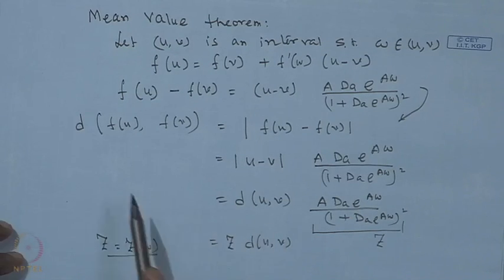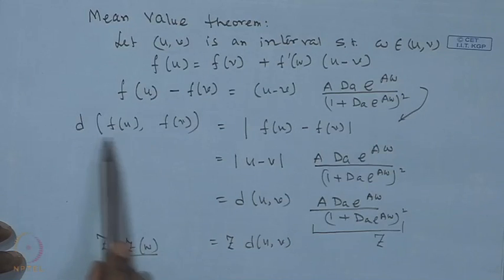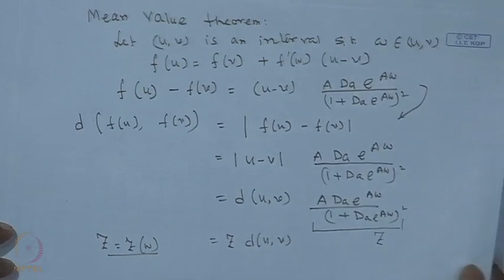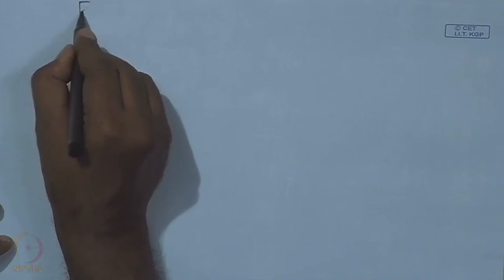So, the idea is that if f is a contraction map, the metric between f of u and f of v should be less than k times d, the metric between u and v. That means the maximum value of z should be less than 1. If the maximum value of z is less than 1, then all the values will be less than 1. So we write down the condition for the contraction map.